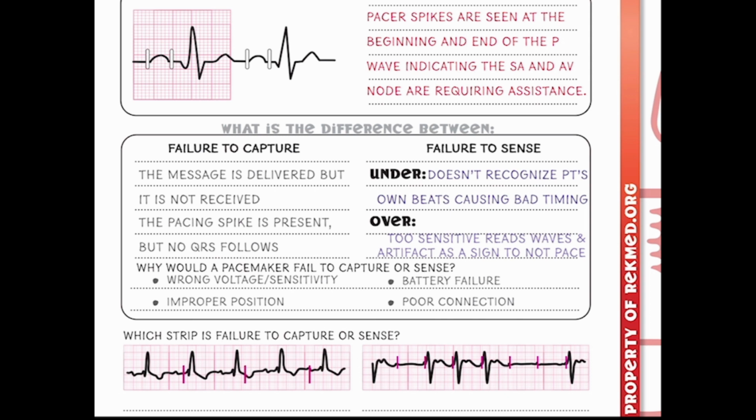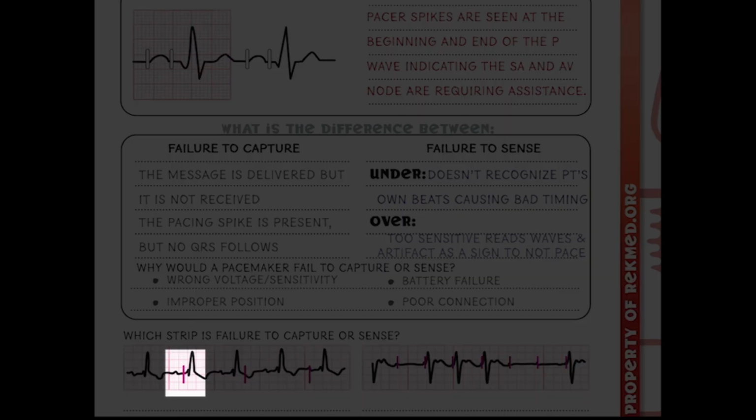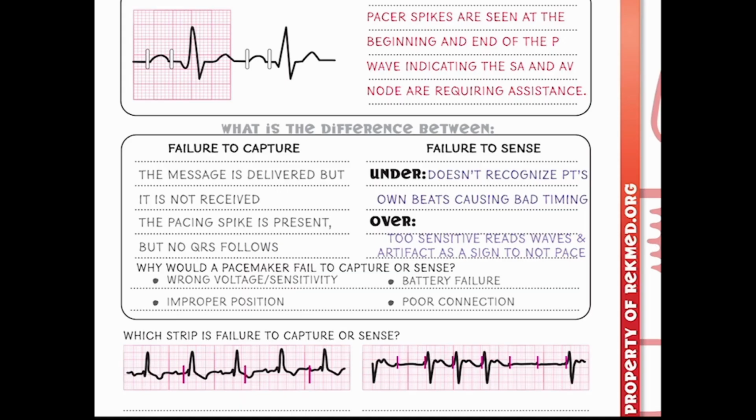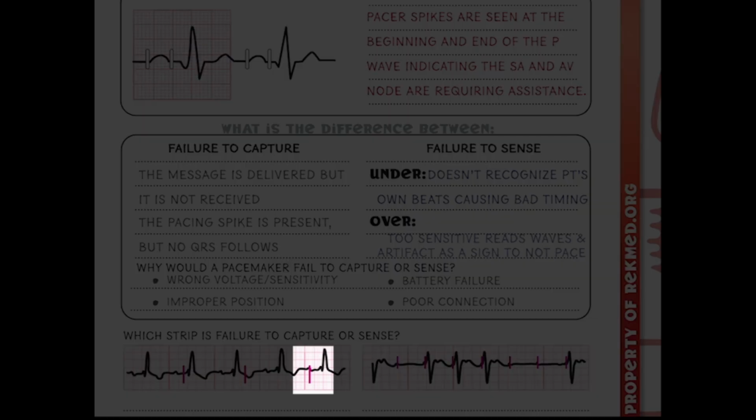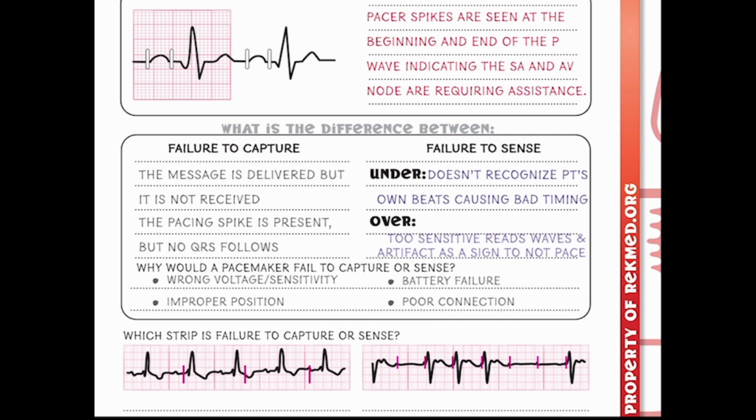So which strip is failure to capture or failure to sense. So if we look at this first one, we want to look at where these pacer spikes are landing. So the first pacer spike looks like it could potentially be on that PR interval. And so we think that this is ventricularly paced because it's after the P wave. But if we look at the second pacer spike, it's going to be at the tail end of the QRS and almost into that T wave. And if we look at the next spike, it is right on top of our P wave and maybe even a little bit mixed into the T wave. So we have three various spikes.